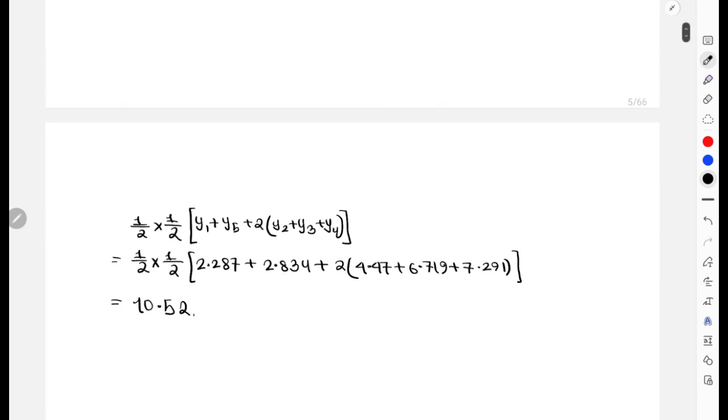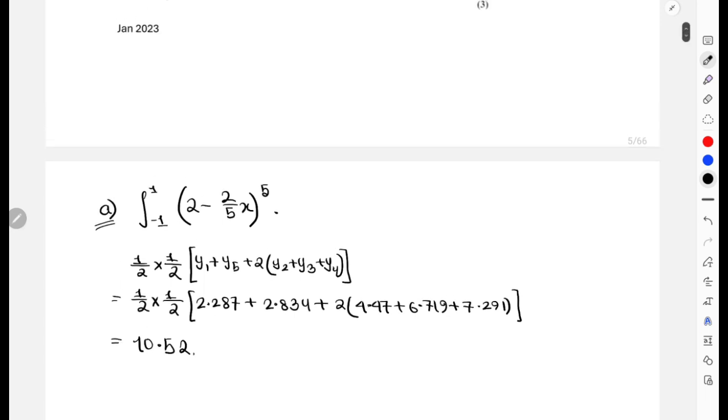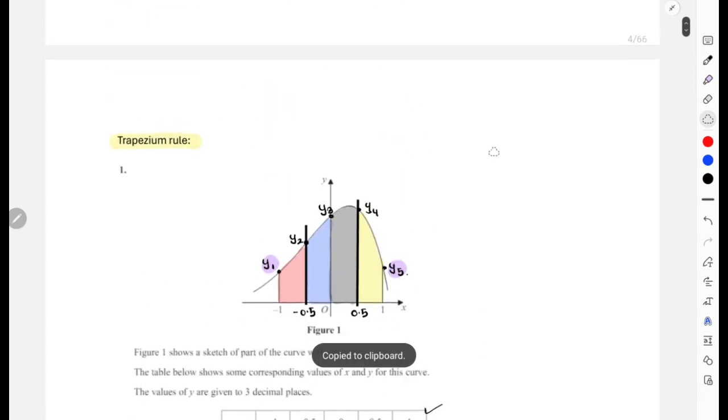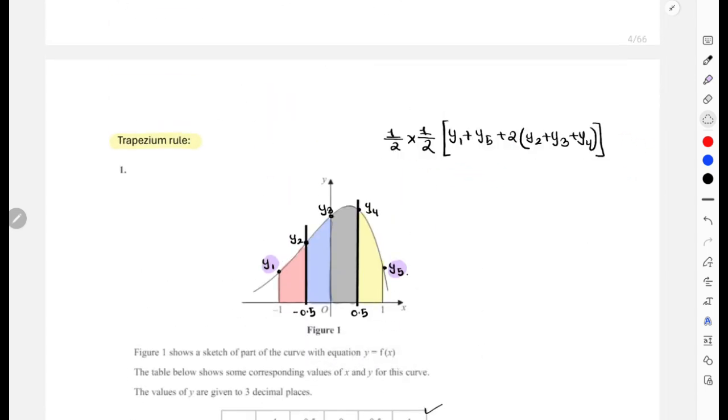Okay, and this was the area for 1 minus 1, and the expression was 2 minus 2 over 5 x to the power of 5. This is option A, right? Okay, that is it for the trapezium rule. I think we should write this as a formula for your trapezium rule. So just copy this and write this at the very top over here. This is like notes for the trapezium rule.